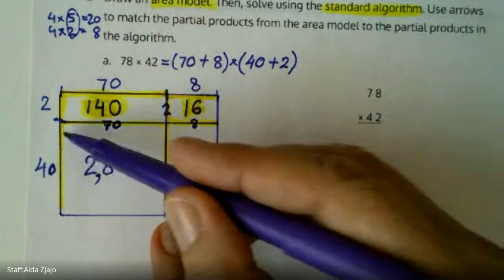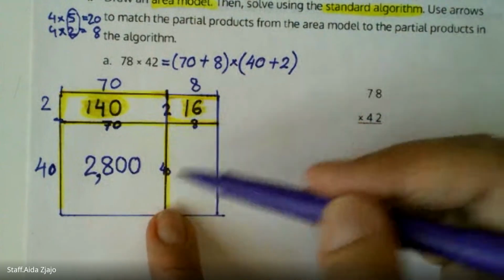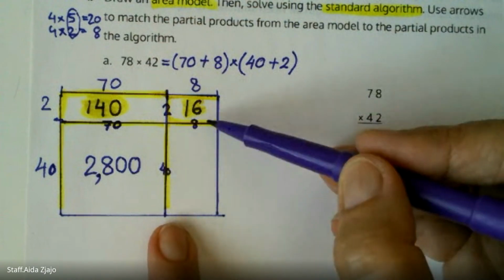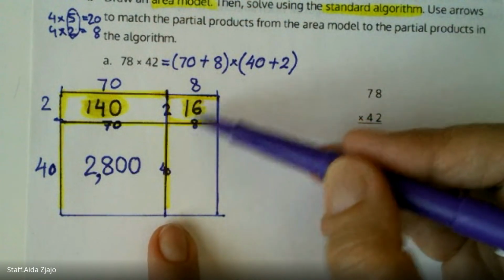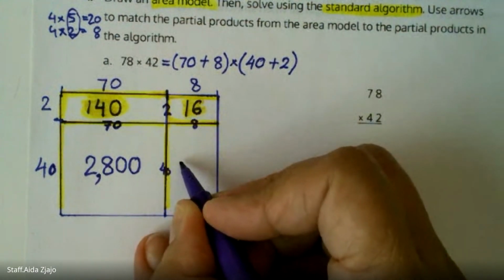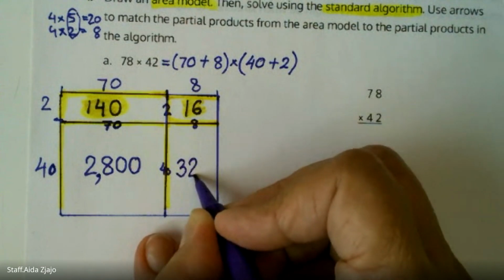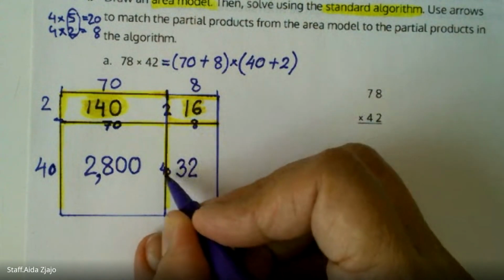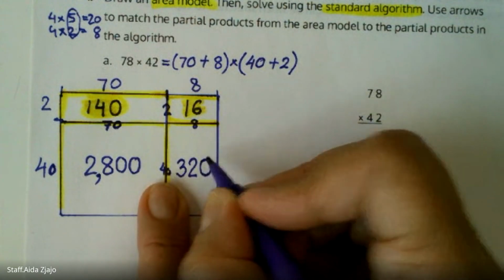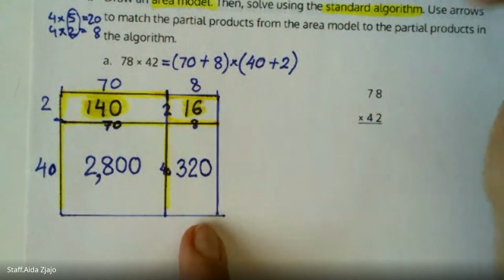This one is 40 times 8. So 4 times 8 is the same thing. I can do 2 times 8 is 16, and then double 16 is 32. So 4 times 8 is 32, but I have 40 here. So times 10 is 320.